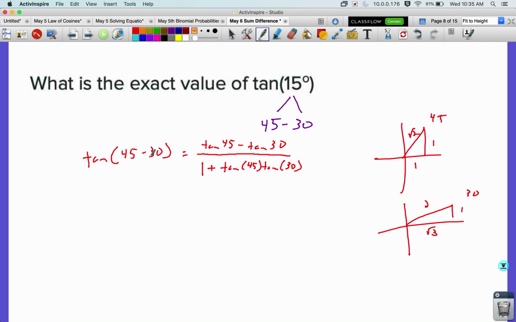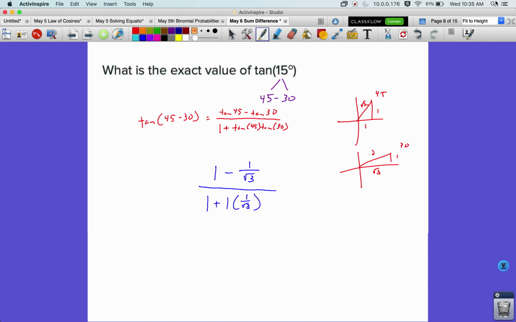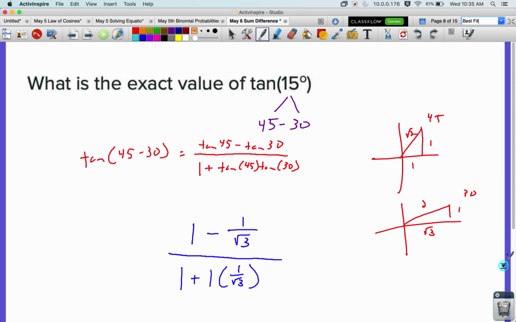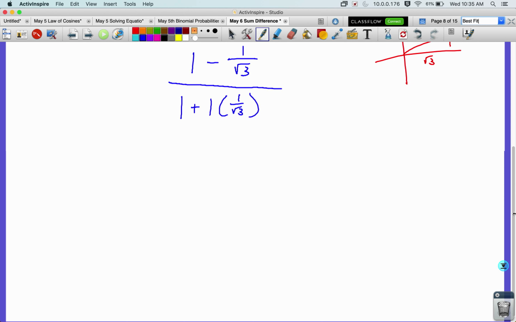To plug in here, so tangent of 45 opposite over adjacent, this is just 1 minus tangent of 30 opposite over adjacent, 1 over root 3, over 1 plus 1 times 1 over root 3. And now we got to simplify this. A little bit of a pain to simplify these sometimes because you got to get that radical out of the denominator.